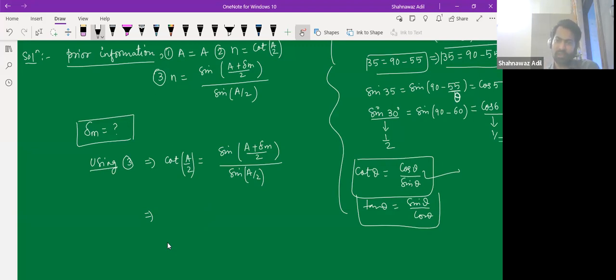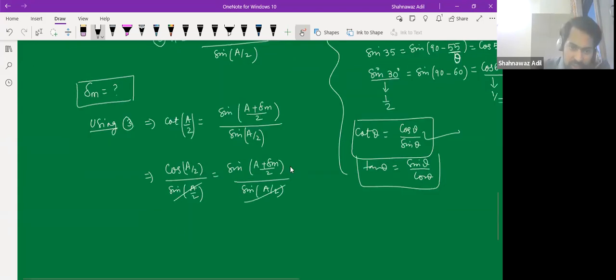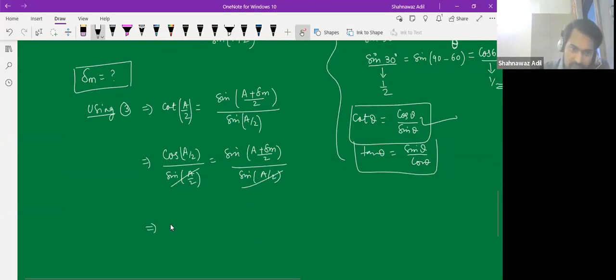So cot is cos by sine. So cos A by 2 divided by sine A by 2. Then we have sine of A plus delta m by 2 divided by sine A by 2. So these will cancel out. So cos A by 2 is equal to sine of A plus delta m by 2.